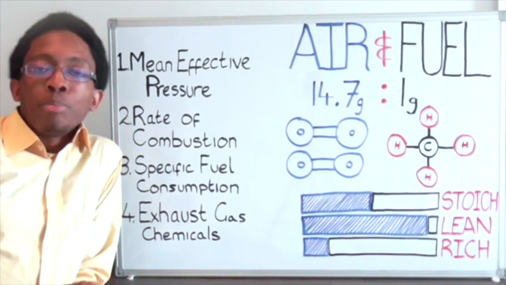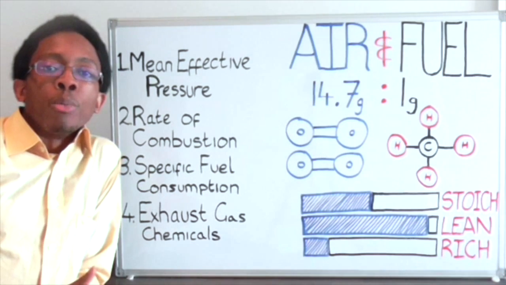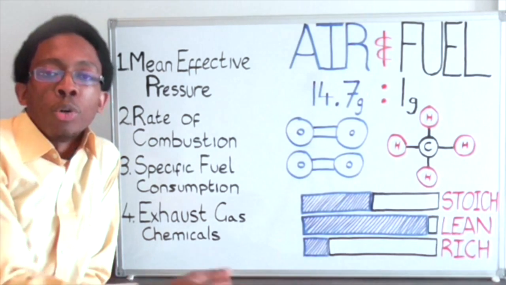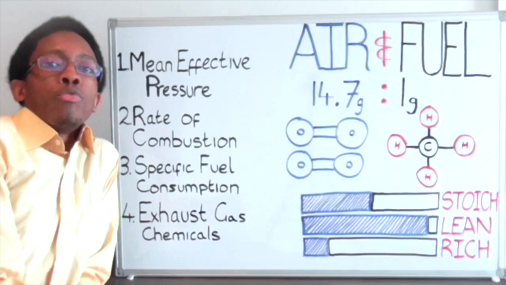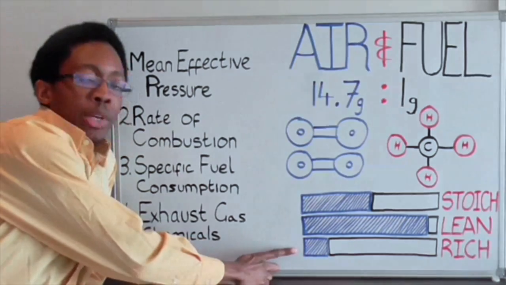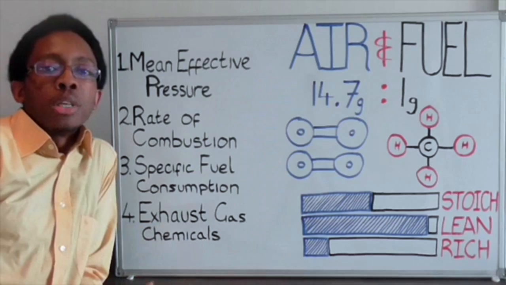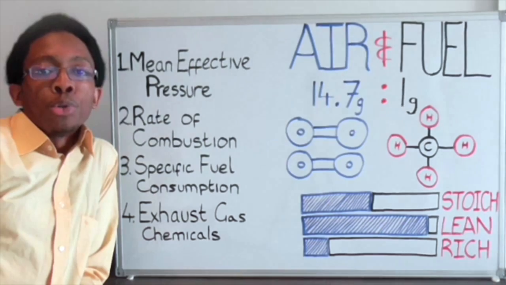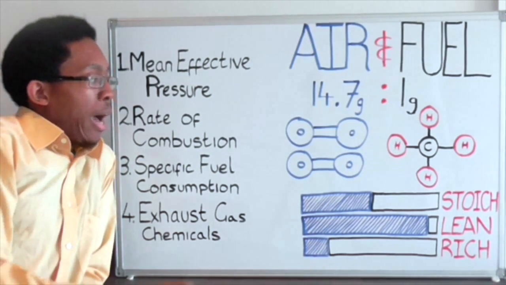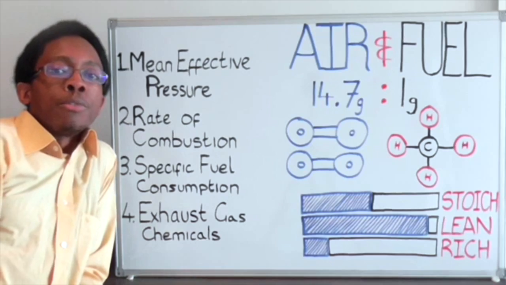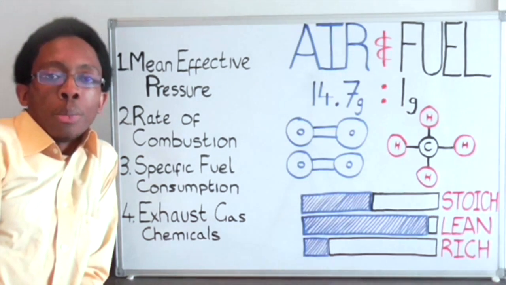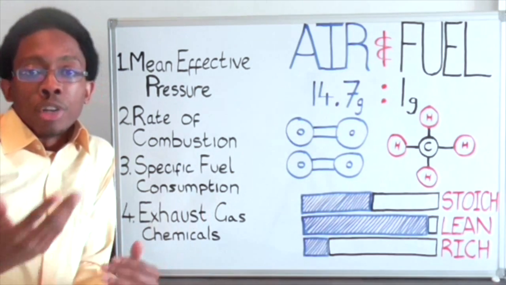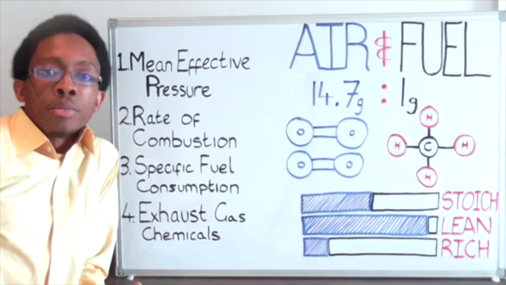Now, this ratio can be altered or tailored for engine performance purposes, and it means that the engine can be running either rich or lean. When we run the engine rich, it means that we have less than 14.7 grams of air to 1 gram of fuel, whereas if we run it lean, we have more than 14.7 grams of air to 1 gram of fuel. Both running lean or rich will combust within the engine.